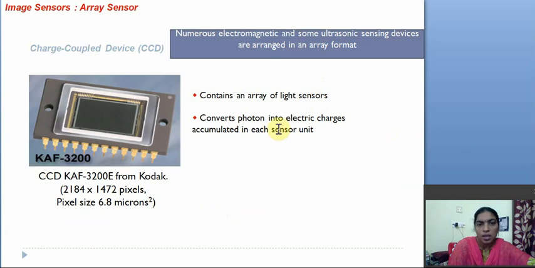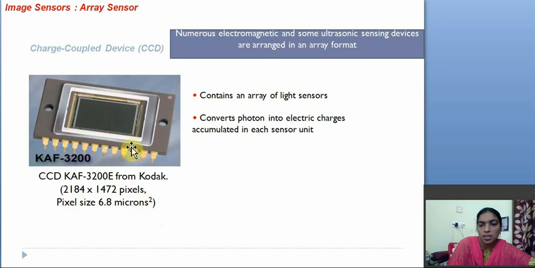Coming to the array sensors, right? Array sensors means that, based on the M by N size of the array, you can convert the light signal into the image, so at a time you can capture the image. Nowadays we are using that technique. This is the Kodak CCD KAF 3200E, on an IC. Here the pixel size is 6.8 micron square, or 2184 by 1472.